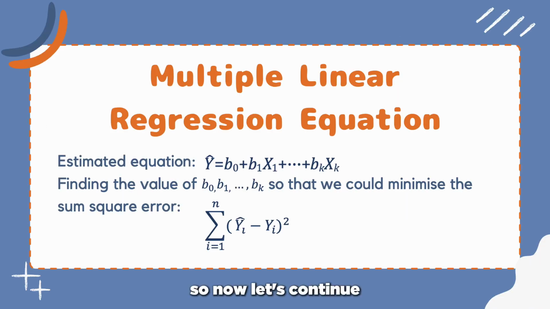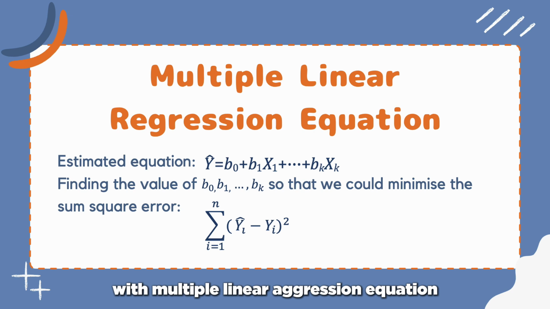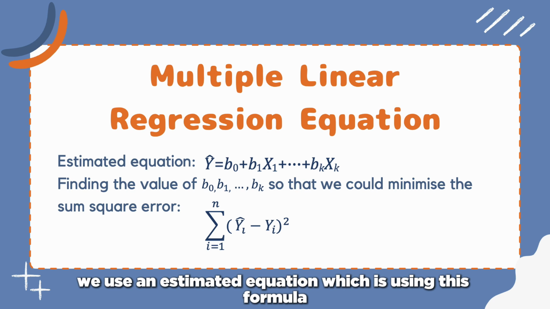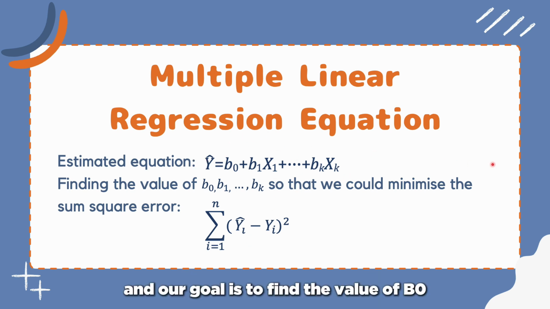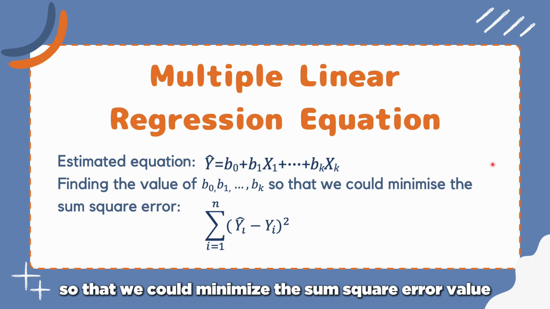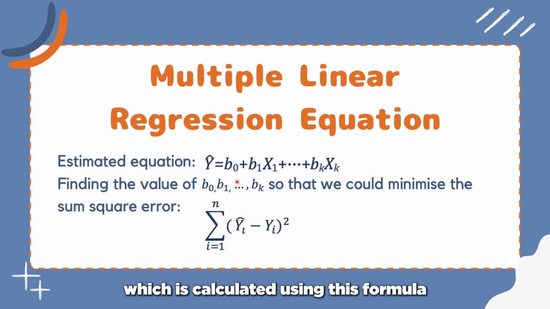So now let's continue with the multiple linear regression equation. In practice, we rarely know the true predictor y due to limited population data. Instead, we use an estimated equation, which uses this formula, and our goal is to find the values of B0, B1 to Bk, so that we can minimize the sum of squared errors, which is calculated using this formula.